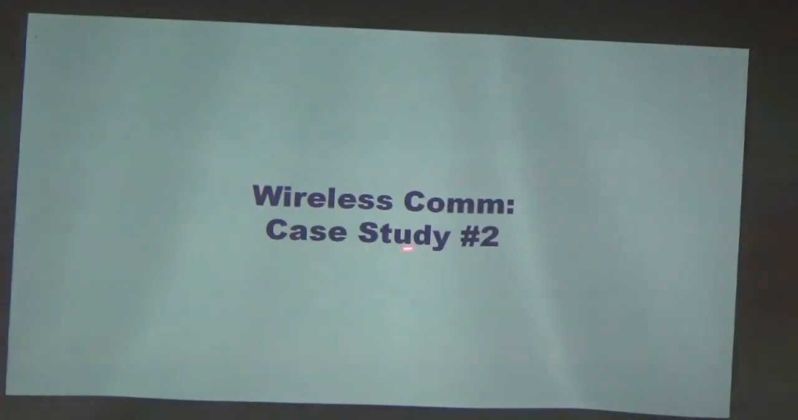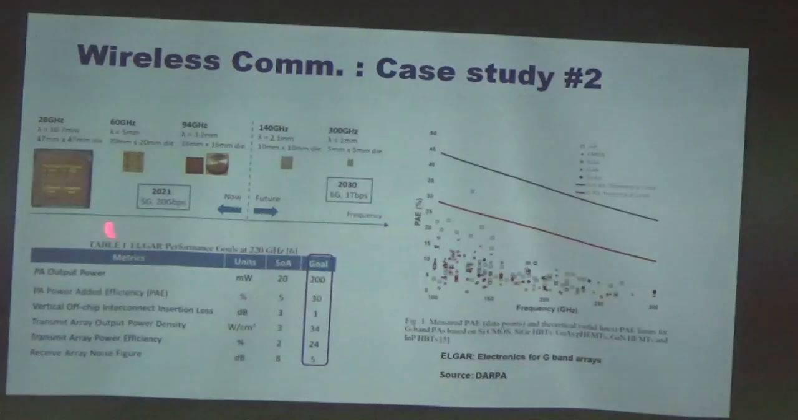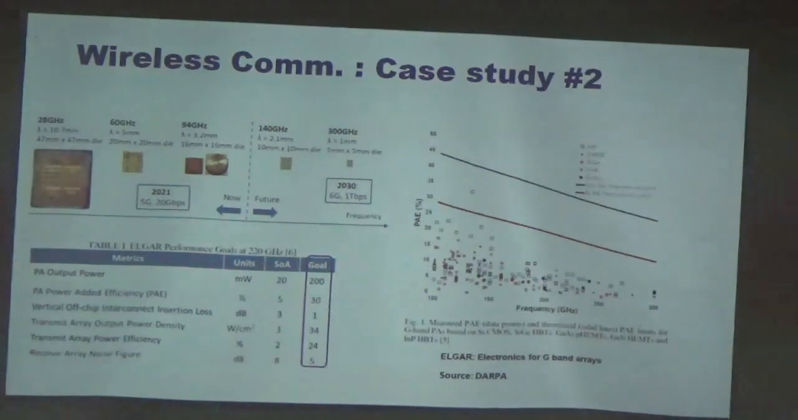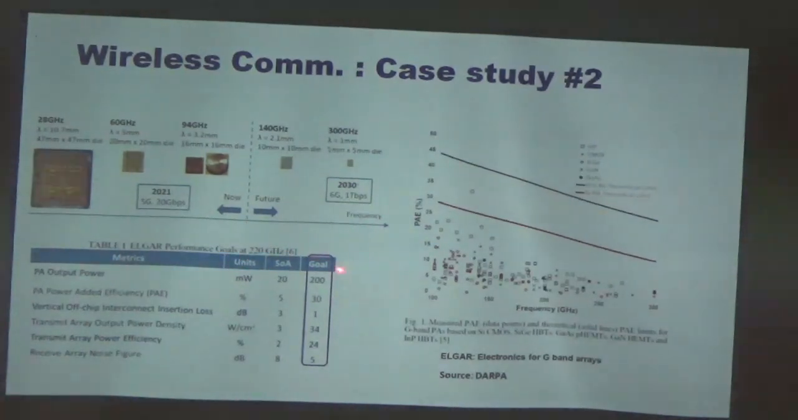So let us move to the next case study, that is wireless communication. In wireless communication, the most critical block in your mobile radio receiver or any radio receiver is the power amplifier. We call this PA, and when we go to higher frequencies, 220 GHz is the next big thing. Many researchers around the world are working around these frequencies. This is called a D-band PA.